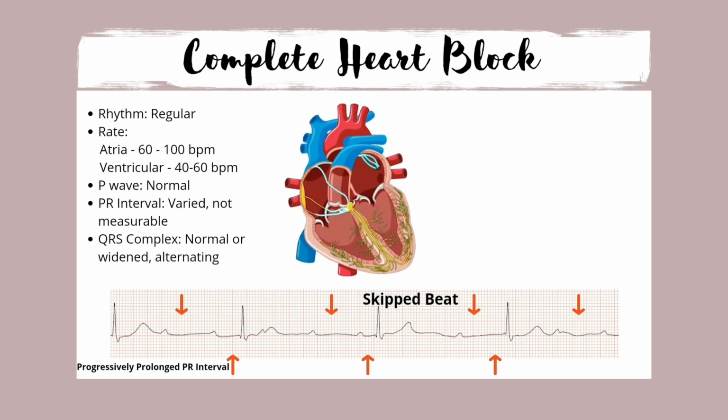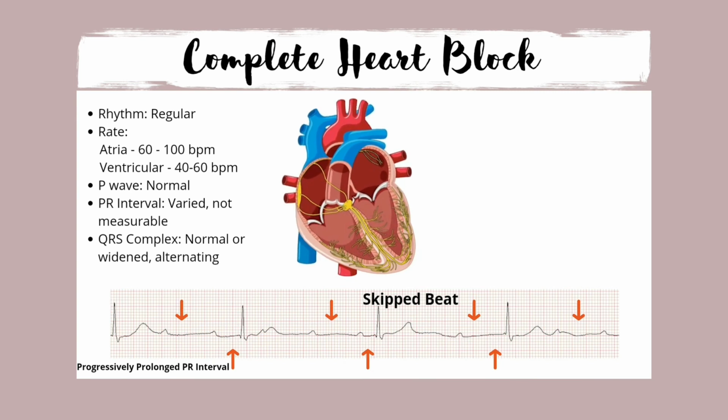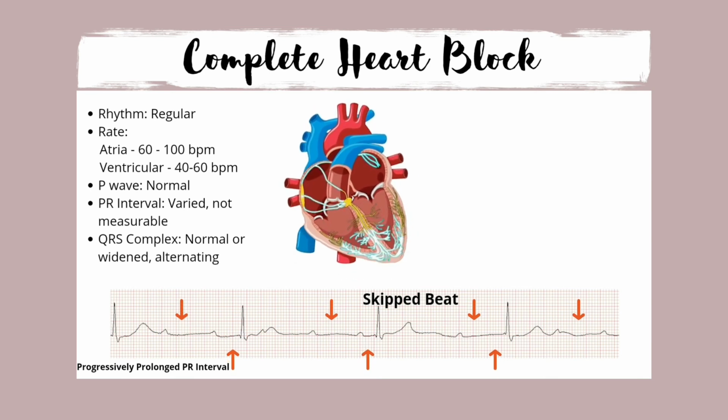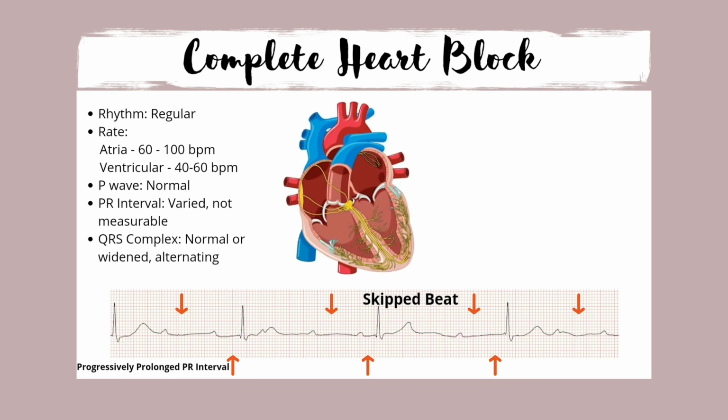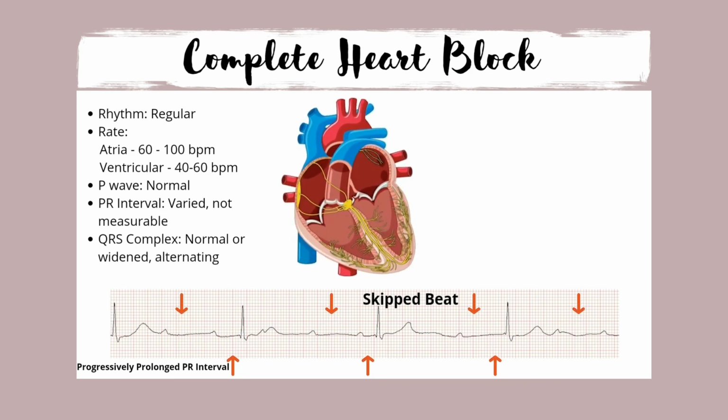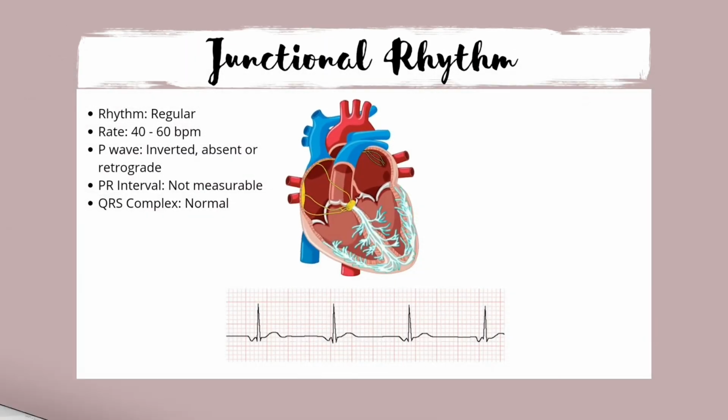Characteristics. Rhythm, regular. Rate, atrial 60 to 100 beats per minute, ventricular 40 to 60 beats per minute. P wave, normal. PR interval, varied, not measurable. QRS complex, normal, then with a dropped beat.